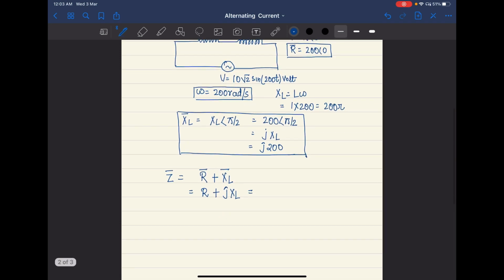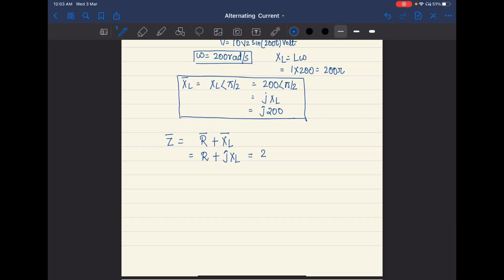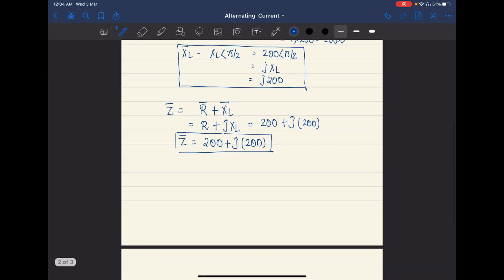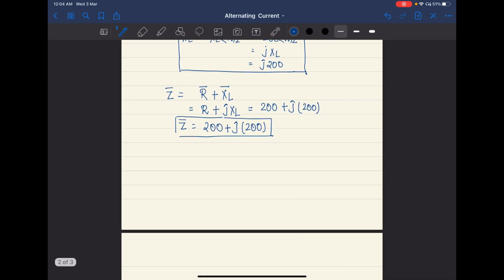What is the value of R? R is 200, so that is 200 plus j cap and XL. XL is 200. So this is the Z phasor: 200 plus j cap into 200. This is the value of the Z phasor. Now writing this in vector form, you can see the real part is 200 and the imaginary part is also 200.